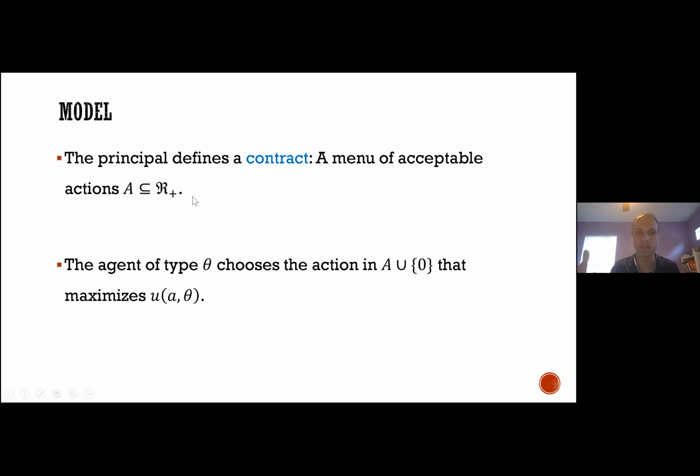So the principal defines, like in delegation, a set A. If you want to participate in the mechanism, you can only choose actions within this set A. The agent obviously always has the outside option available. So the agent of type theta is going to choose either an acceptable action in A or the outside option, whichever maximizes the agent's utility. That's why we impose a participation constraint, because the agent always has the outside option available. If I remove this, we are back in the delegation literature, where the agent only chooses an action in the delegation set A.